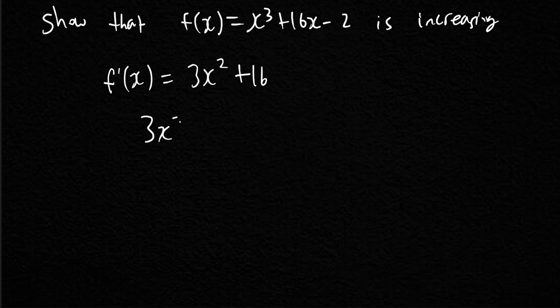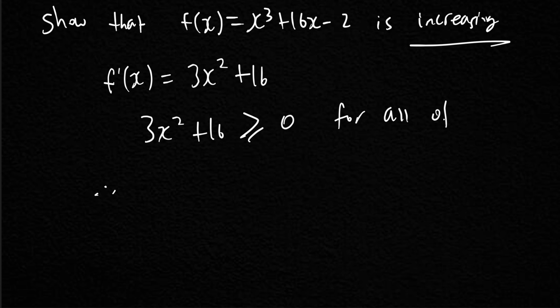And 3x squared plus 16 would have to be greater than or equal to 0 to meet the criteria of it being increasing. Now already it's in quite a simple form, right? Whatever value x is, even if it's negative 100, it's still going to be greater than 0, right? Therefore, for all x, whatever value you put in for x, it's always going to be greater than 0. It's going to be increasing.